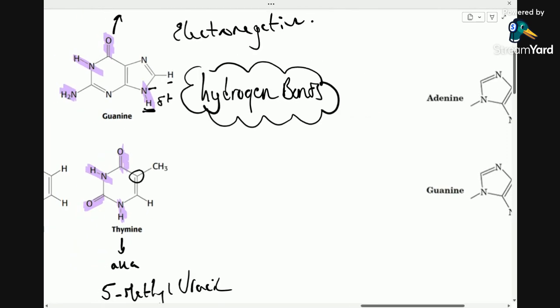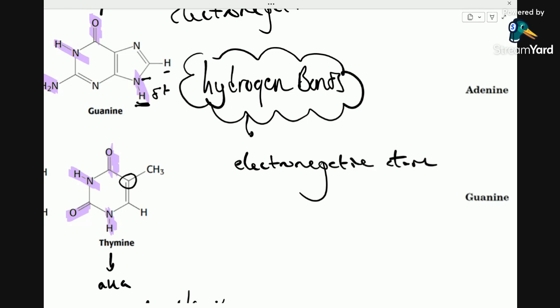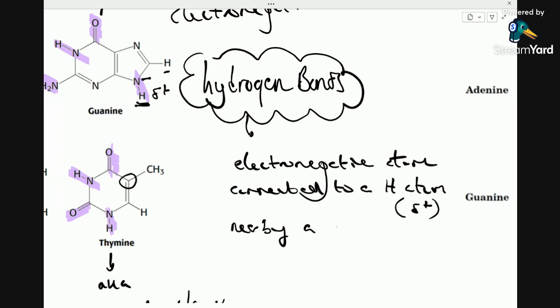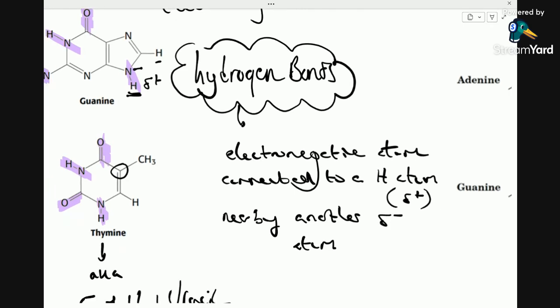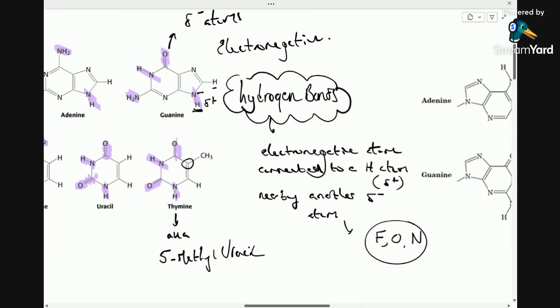Okay, and you need to know or appreciate the definition of a hydrogen bond, which is that it's when you have an electronegative atom connected or bound to a hydrogen atom, which makes the hydrogen atom, by the way, delta positive, and that is nearby another sufficiently delta negative atom. Okay, and typically we refer to that as either fluorine, oxygen, or nitrogen as the major electronegatives.